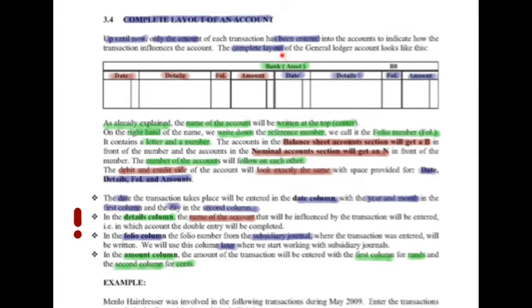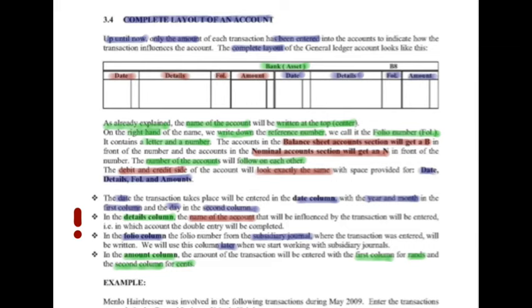We already said that the account name is to be written at the top in the middle. On the right hand of the account, we write down the reference number. So this is reference number B8. Now the B stands for balance sheet, account number 8.